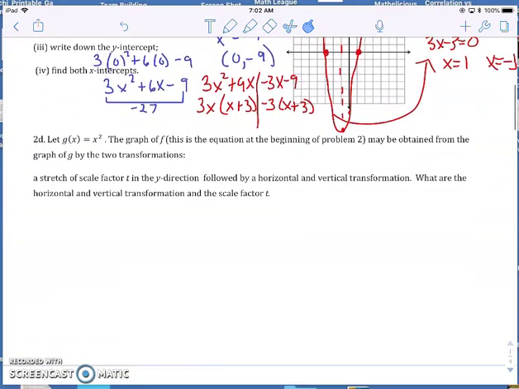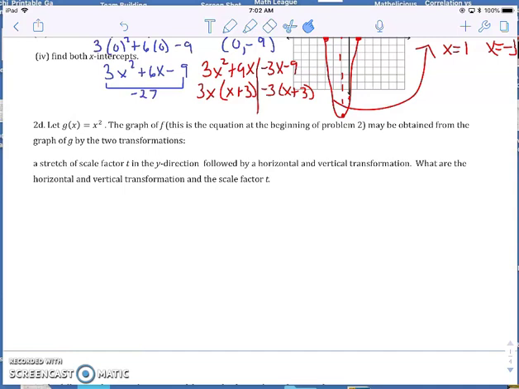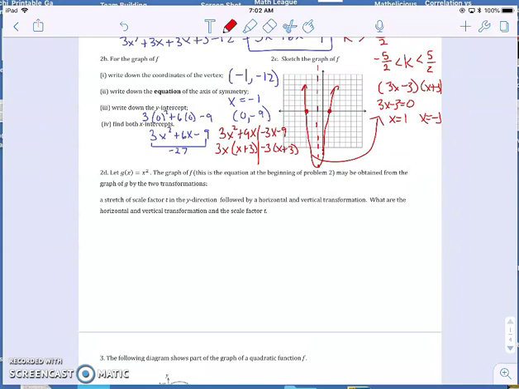So the next one here. Oh, it's still related. We got 2D. Let g of x equal x squared. The graph may be obtained from the graph by two transformations: a stretch of a scale factor t in the y value, followed by a horizontal and vertical transformation. What are the horizontal and vertical transformations and the scale factor?